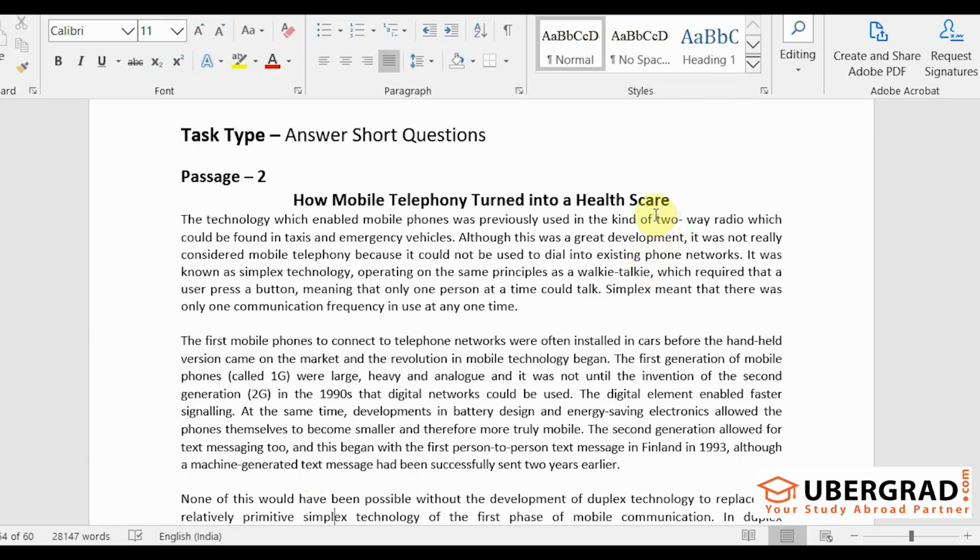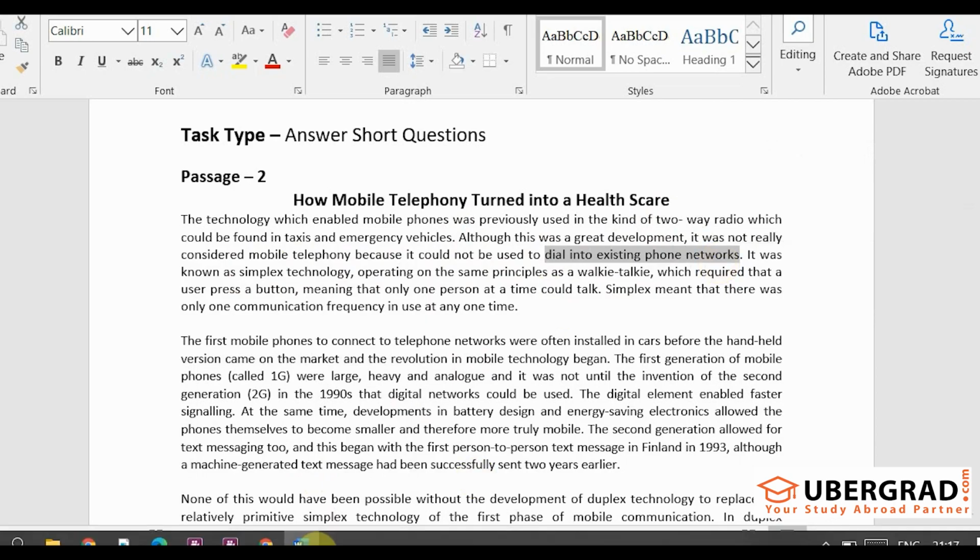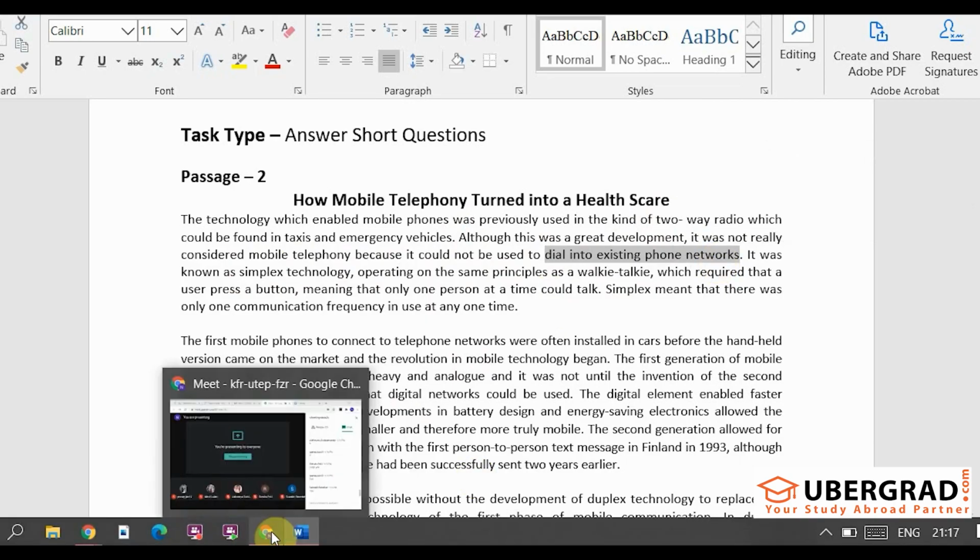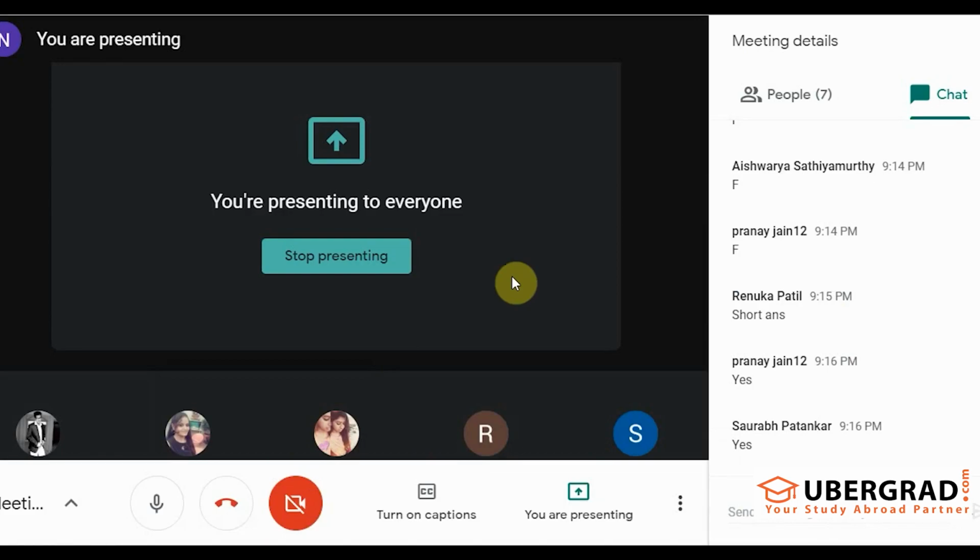So let's take two-way radios as a keyword, and let's search for it. So here is two-way radio, right? What was it unable to use? Although this was a great development, it was not really considerable mobile telephony because it could not be used to dial into existing phone networks. So you could not use it to dial into existing phone networks. Now the question says not more than 3 words. How will you write the answer? What should be your answer?